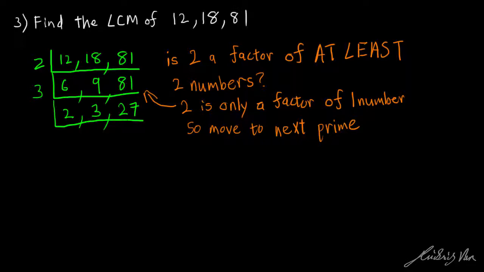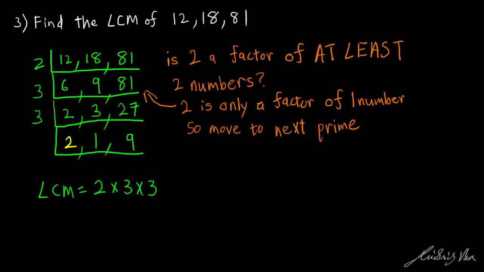Now is 3 a factor of at least 2 numbers? Yes, 3 is a factor of 3 as well as 27. So we divide 3 and 27 by 3 and we will get 2, 1 and 9. So the LCM will be equal to 2 times 3 times 3 times the remaining number, 2 times 1 times 9. And the answer will be 324. So do remember to check your answer to see whether it makes sense. Your answer, because it's a multiple, must be greater than the 3 number that was originally given.